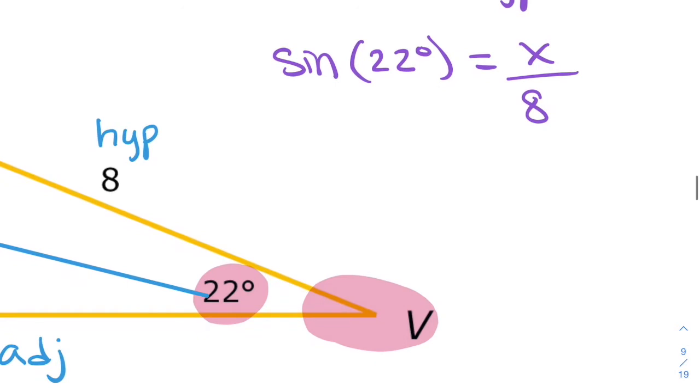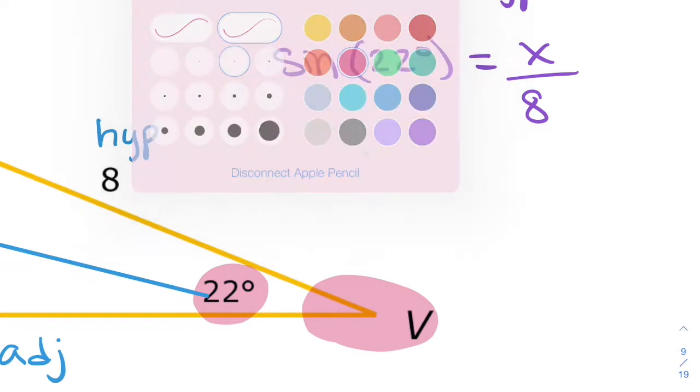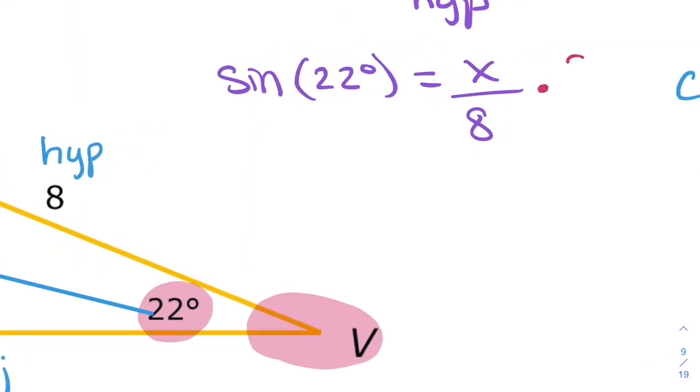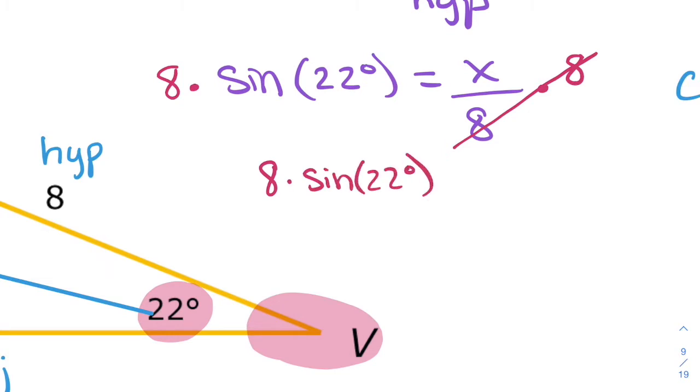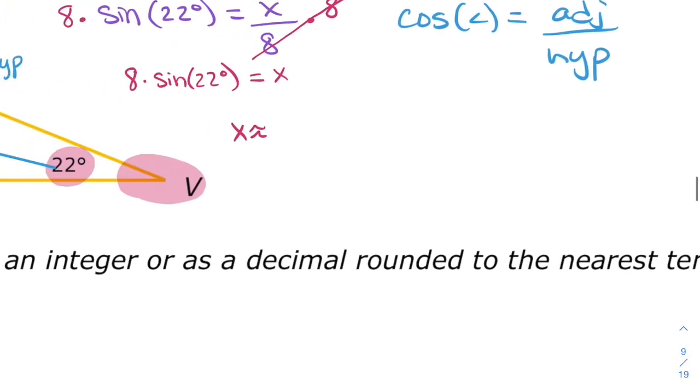Now let me ask you, how do you solve for x by itself? Well, we are going to multiply both sides by the number 8 because that will get rid of the 8 in the denominator. So right now I have 8 times the sine of 22 degrees, and that is actually equal to x. Awesome. What we need to do is get an approximate value in our calculator. They want it rounded to the nearest tenth.